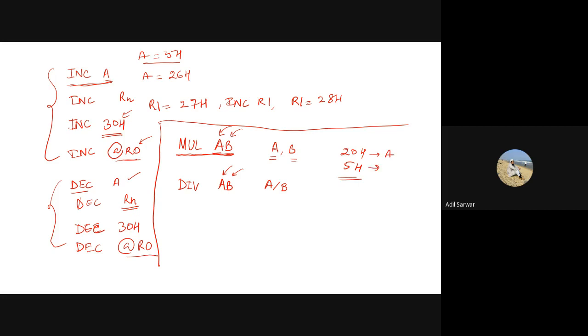Then we can use this operation. After the operation, we expect a quotient and a remainder. So the quotient is stored in A and the remainder is stored in B after the execution of the DIV AB instruction.